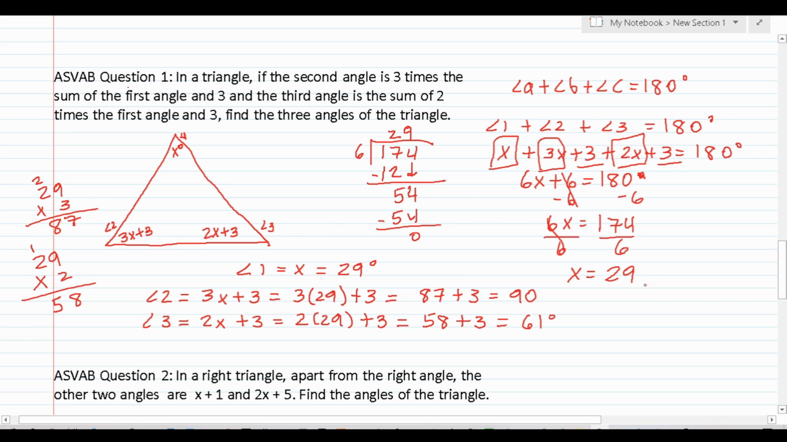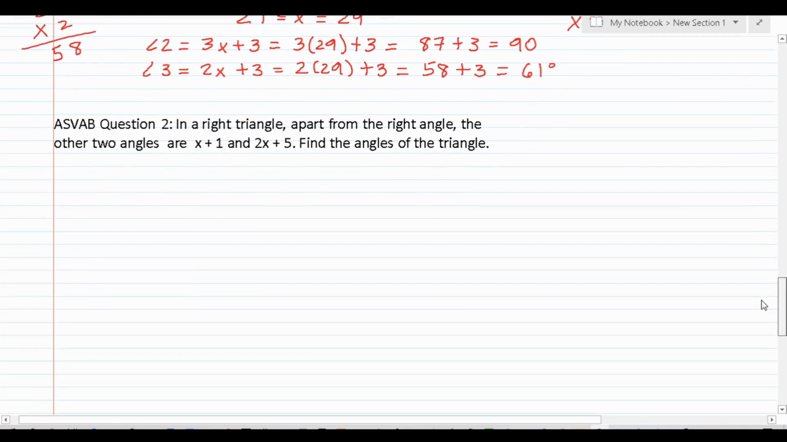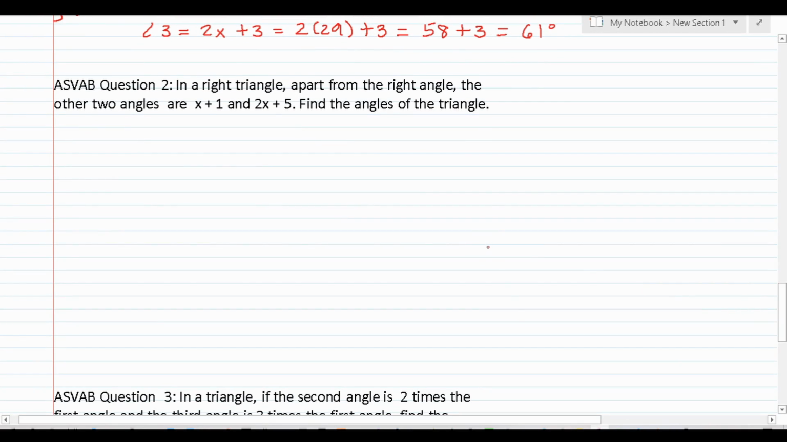And we're done. So let's go ahead and move on to number 2. Again, number 2 and 3 are just like number 1, albeit with different variations. So if you want to pause the video and try to work this one out on your own, I recommend that you do that.